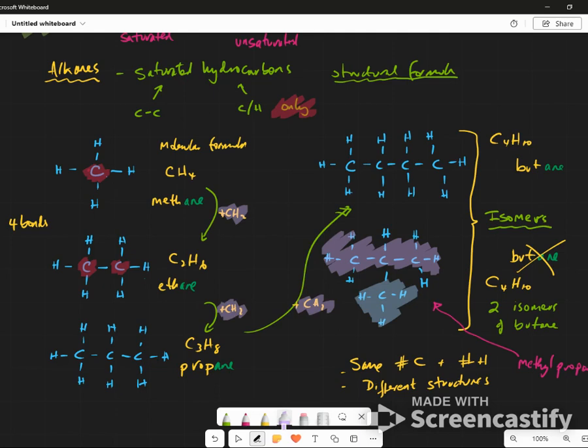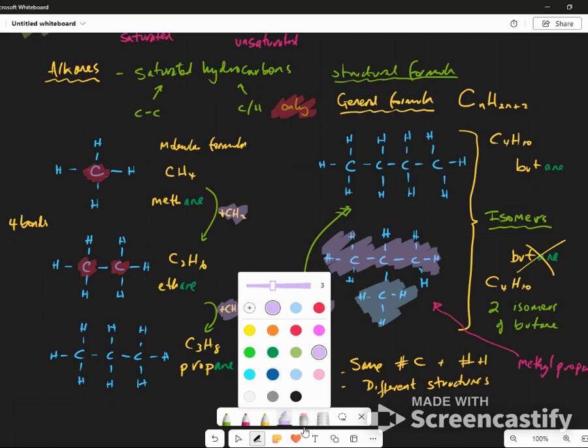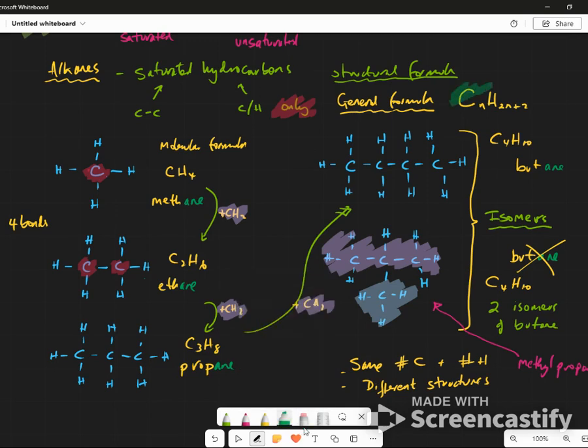Now, we can have a general formula. What I've drawn here is structural formula, but we can have a general formula to help us. All a general formula does is, if you put in the number of carbons, you can find out the number of hydrogens. And the general formula for alkanes is this: CnH2n plus 2. And that, I'm afraid, you do have to learn. So CnH2n plus 2, you've got to learn.